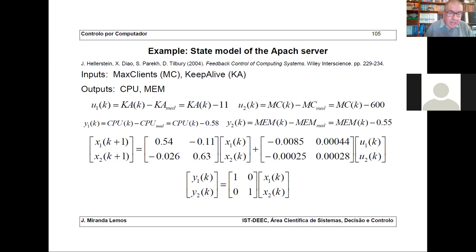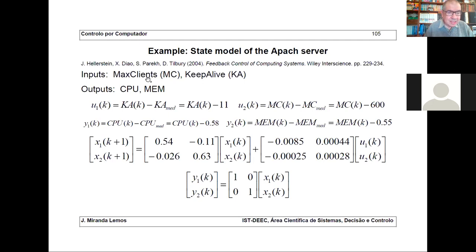And the server can be seen as a dynamic system. We have a number of manipulated variables. These manipulated variables are actually parameters that you can configure. But you can treat them as manipulated variables, control variables. And these inputs are max clients and keep alive.